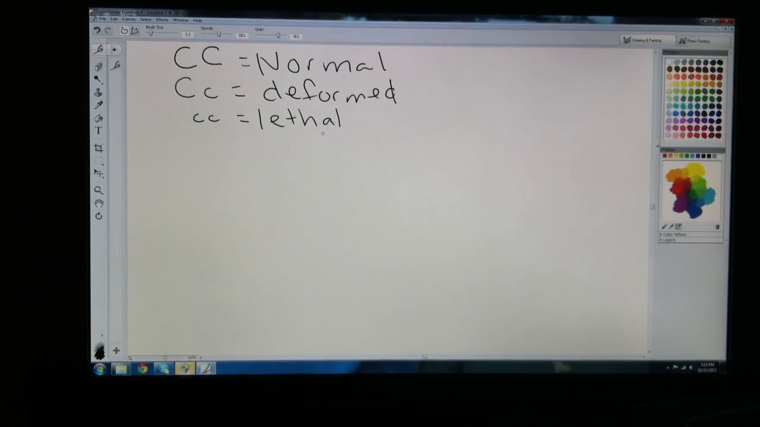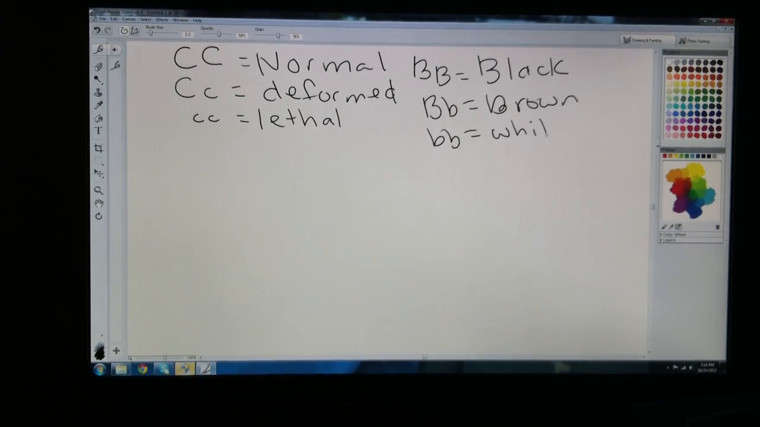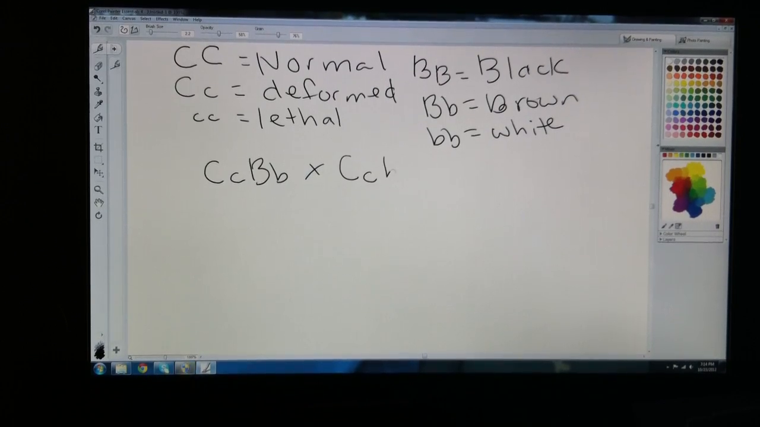And then a second trait we'll be looking at is coat color. So we saw that big B equals black fur in rabbits. Then we have the heterozygous is brown fur. And then homozygous recessive is white fur in rabbits. So now the question is asking us for the phenotypic ratio of a cross between a deformed leg brown rabbit crossed with a deformed leg white rabbit.